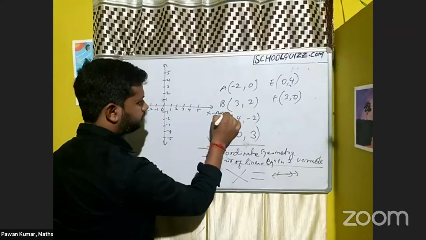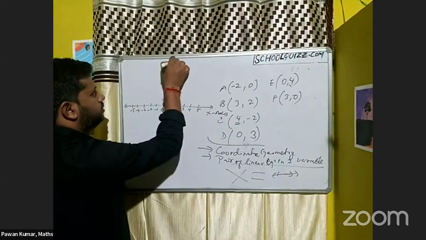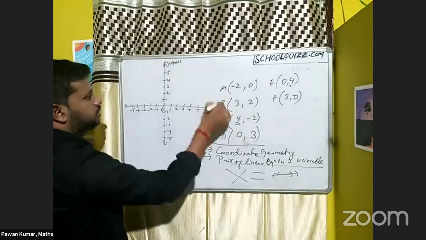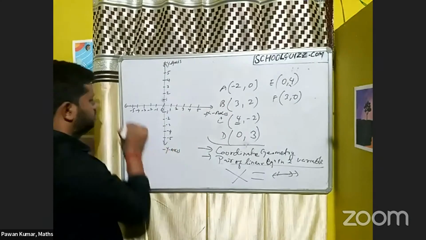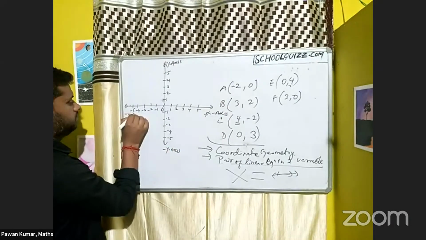X axis, y axis. If you want to represent plus, you can mention it like that. This is minus y-axis. This is minus x-axis. Okay.